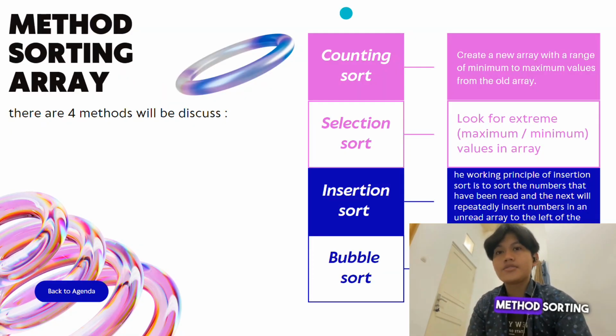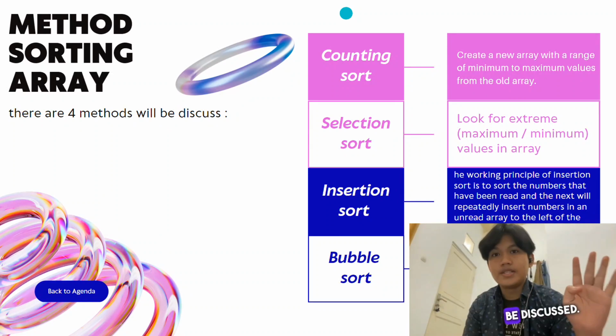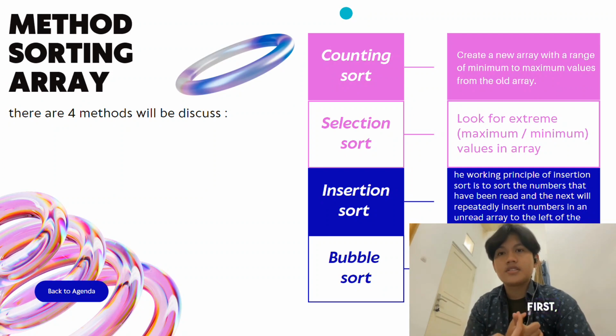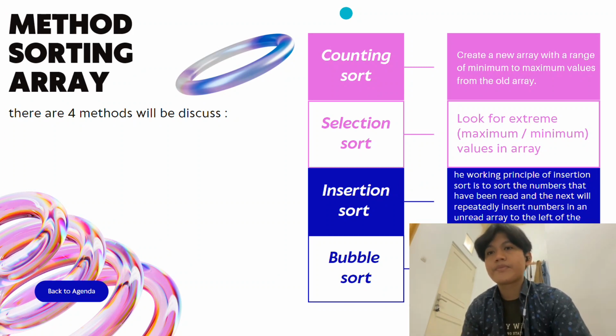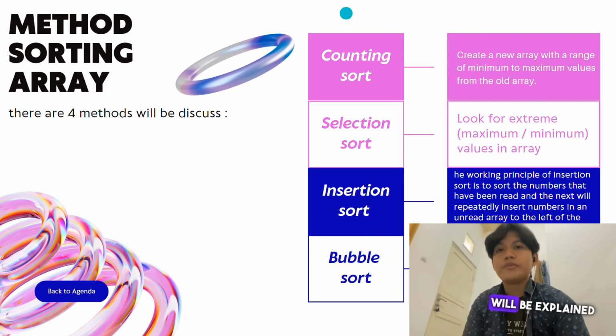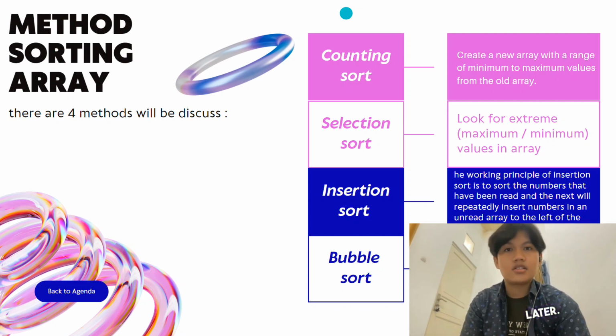Okay, methods for sorting an array. There are 4 methods that will be discussed. First, counting sort. Second, selection sort. Third, insertion sort. And fourth, bubble sort. Will be explained in more detail later.